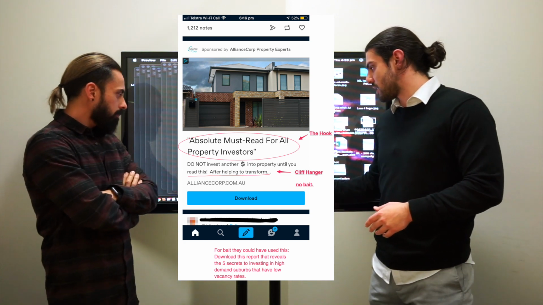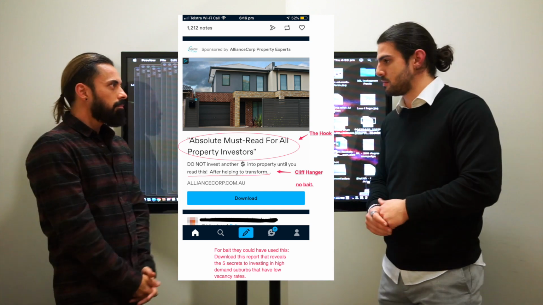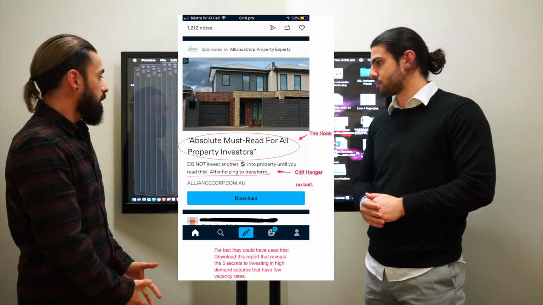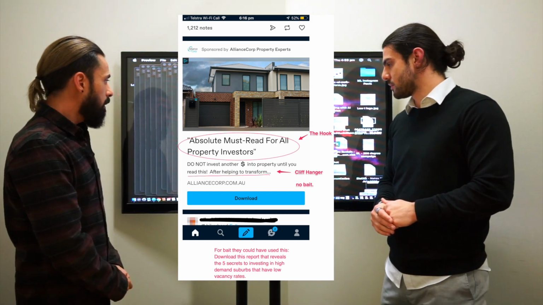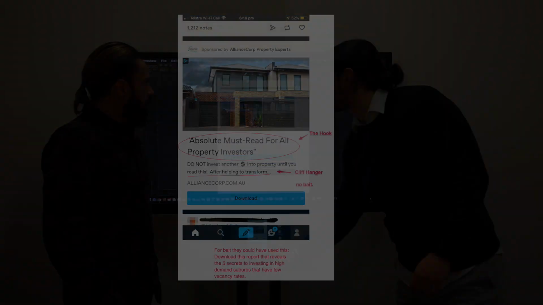Five secrets to investing in high demand suburbs that have low vacancy rates, and that's perfect. Low vacancy rates. Good idea. And yeah, that is missing a key component. Awesome. Let's go to the next.